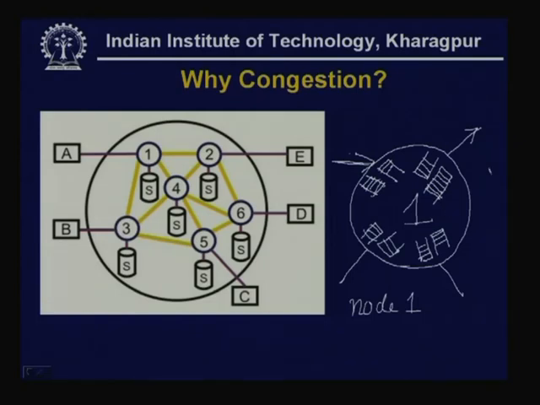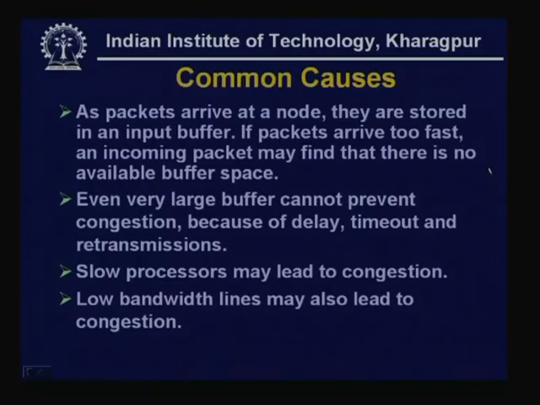So congestion arises because of heavy load in the network, and that can happen because of various reasons that we shall discuss once again. To summarize, what we can say is that as packets arrive at a node, they are stored in an input buffer.